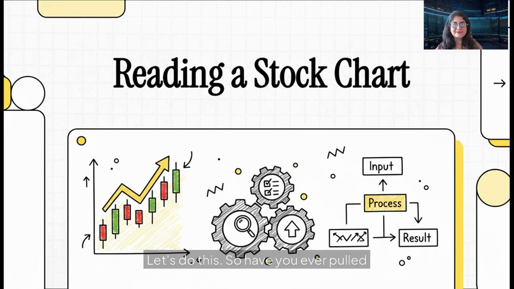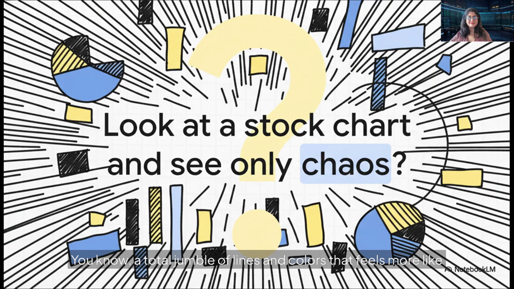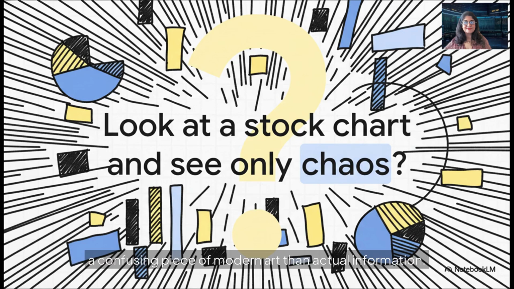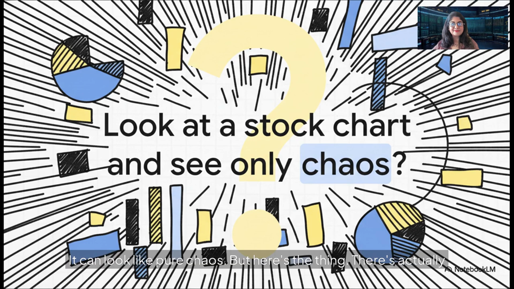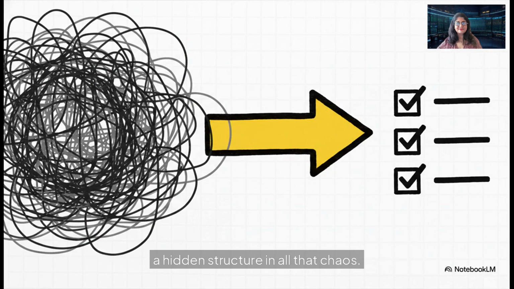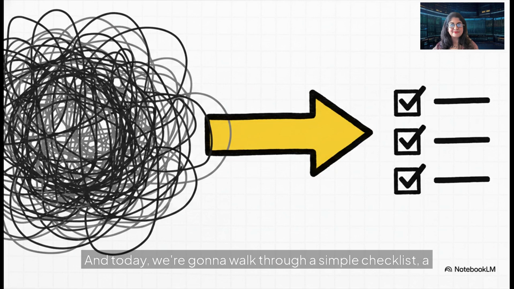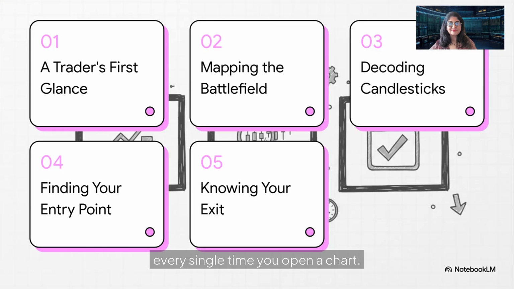Okay, let's do this. So, have you ever pulled up a stock chart and just seen this? A total jumble of lines and colors that feels more like a confusing piece of modern art than actual information. If you've ever felt overwhelmed by a chart, trust me, you're not alone. It can look like pure chaos, but here's the thing: there's actually a hidden structure in all that chaos. And today we are going to walk through a simple checklist, a framework that you can use to turn that confusion into clarity every single time you open a chart.